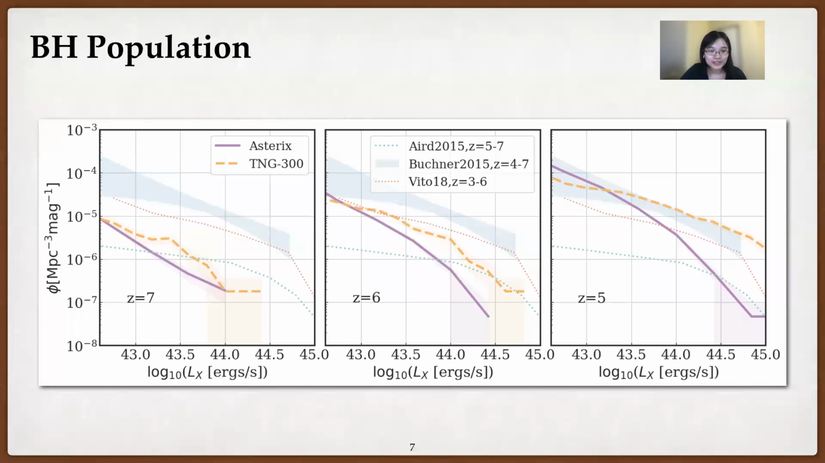And here, what I'm plotting is the black hole luminosity function. We model the luminosity of black holes through their gas accretion. Here we are plotting the number density of black holes as a function of their X-ray band luminosity. The purple line is the prediction from the Asterix result, and the dotted curves and the shaded band are from the X-ray observations across different redshift ranges.